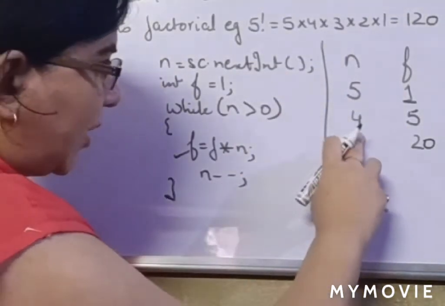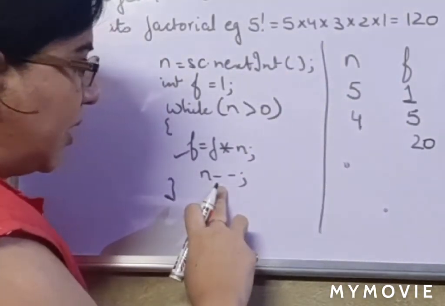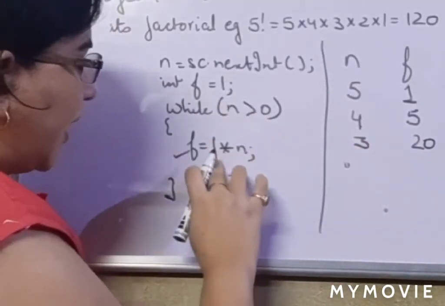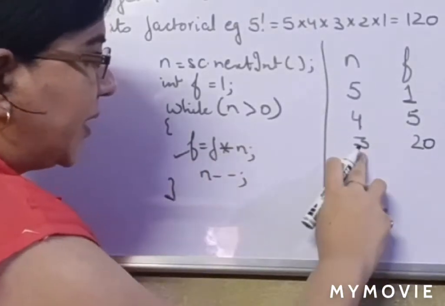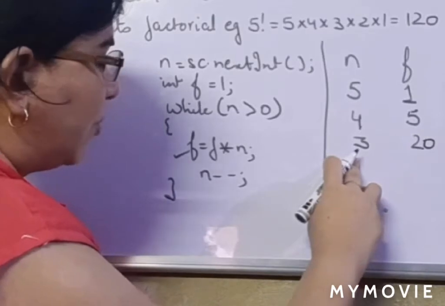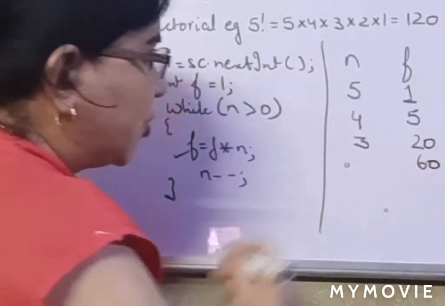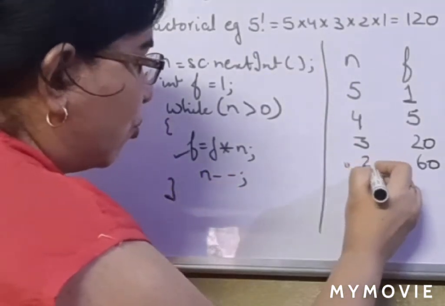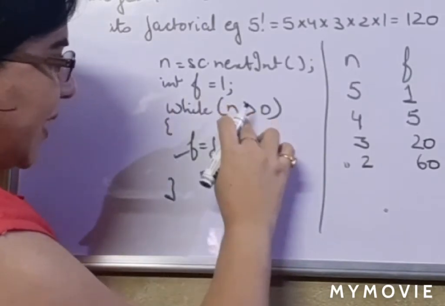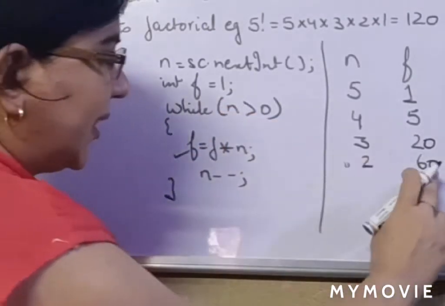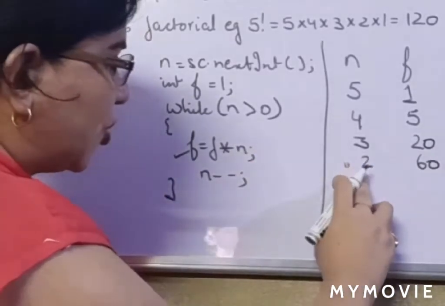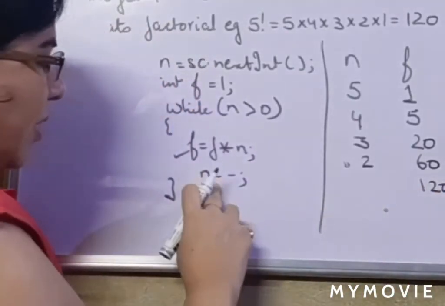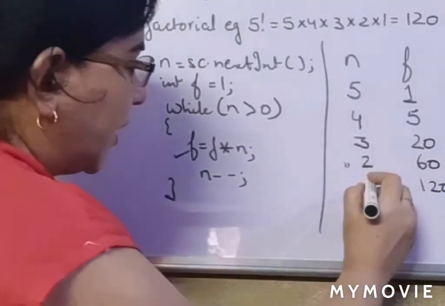N minus minus, n which was 4, will become 3. 3 is greater than 0, right? F is how much? 20. N is how much? 3. 20 into 3 will give you how much? 60, which will be stored in f again. Then n minus minus will become 2. 2 is greater than 0 is a true condition. F is how much? 60. N is how much? 2. 60 into 2 will give you how much? 120. N minus minus will become 1.